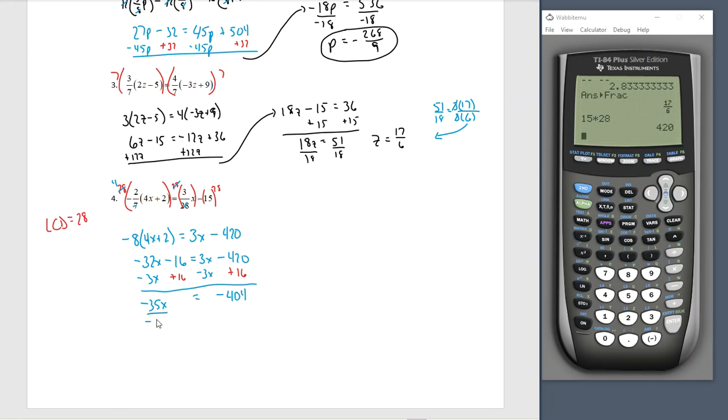So when we divide both sides by a negative 35, since they're both negative, negative divided by a negative is positive. 404 divided by 35 is ugly. So that's where it's going to stay. The only thing we could do in order to simplify this fraction is take care of our signs. All right, let's circle this answer as well.